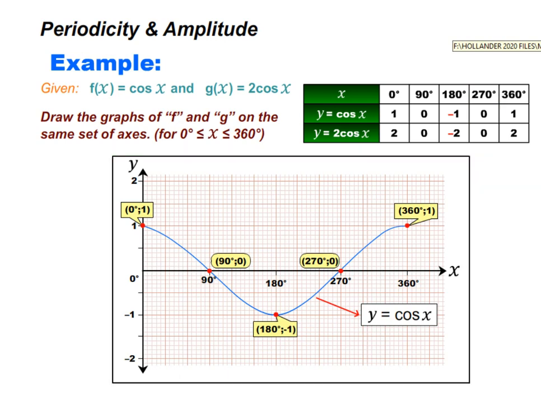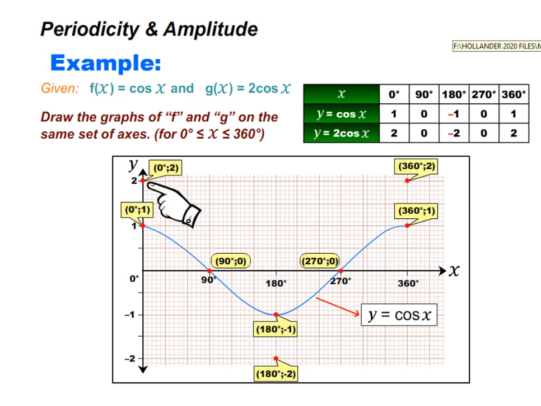Now that we have sketched the graph of y is equal to cos x, let us now look at the table again. Look at only the first and third rows. Look on the graph for a point where 0 degrees and 2 meet. They meet here. Let us do the same for 90 degrees and 0, 180 degrees and -2, 270 degrees and 0, and 360 degrees and 2. Look at the dots.